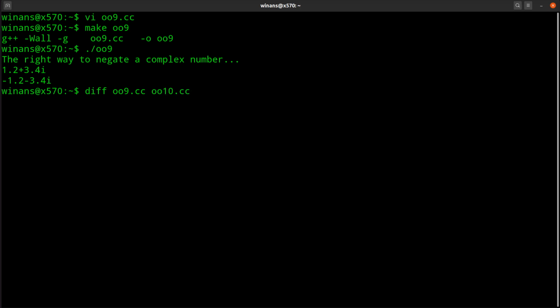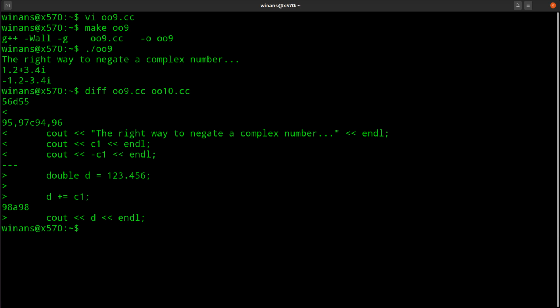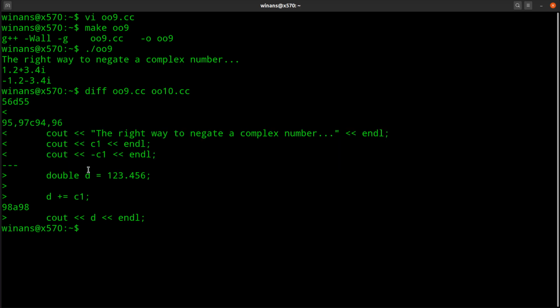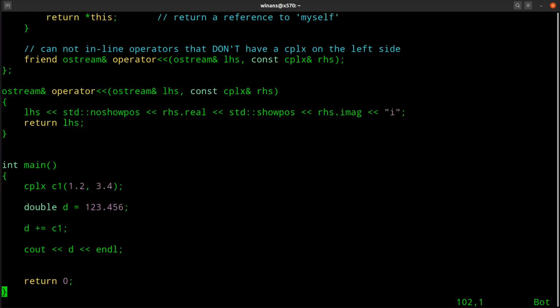Numbers 9 and 10. So here's, what if I want to do something like this? All right, so the differences between version 9 and version 10: I'm throwing away these comments, and I'm going to create a double, and I'm going to try to add a complex number to just a double, and then print it out. So let's look at it. The actual file, if you can't visualize all that, what you saw is me removing the negation and the printing. That's stuff from version 9.